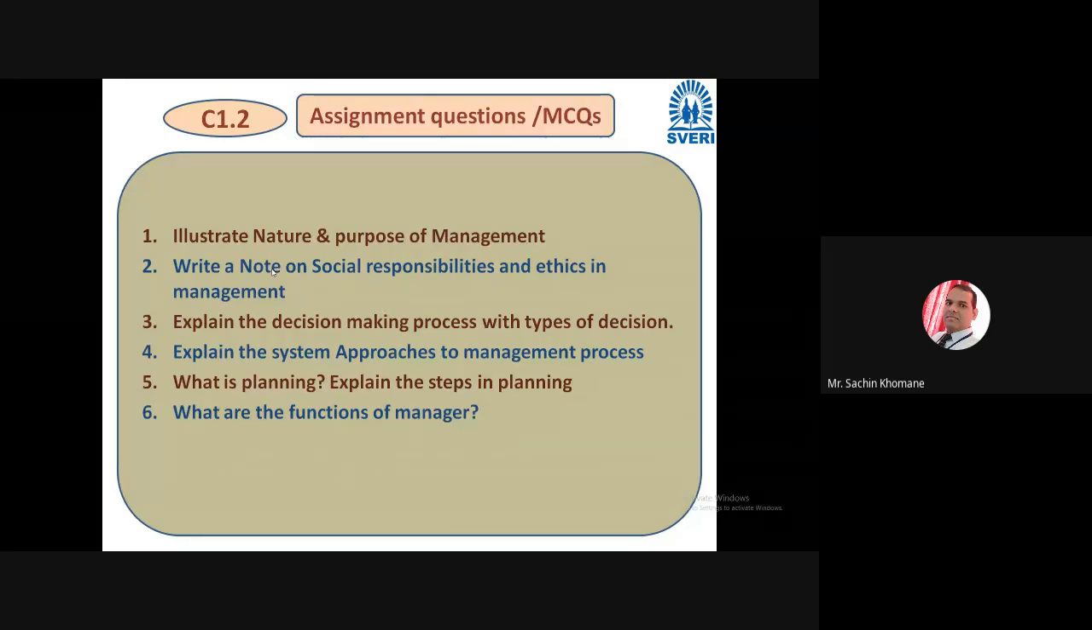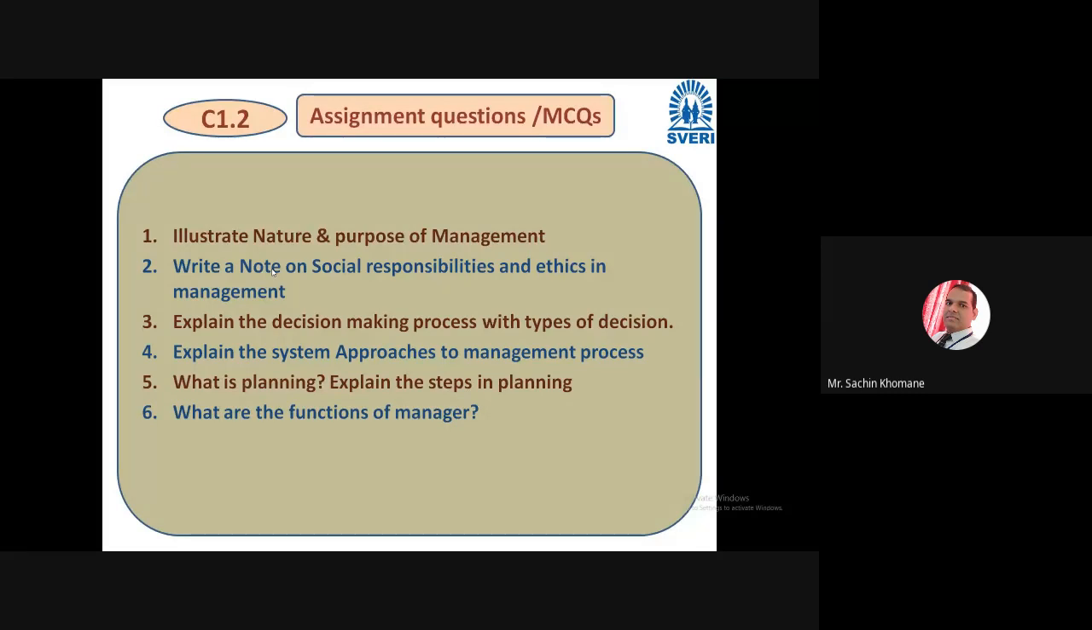Decision making process with types of decision. In the third question you need to explain the decision making process. What is the decision making process? It is the definition, and there are a few types of decision making, so you have to explain that, for 8 marks. Then the next one: explain the system approach to management process. You have to elaborate that concept with the help of an example and a block diagram, for 8 marks.